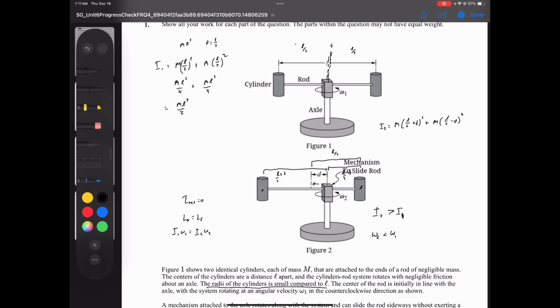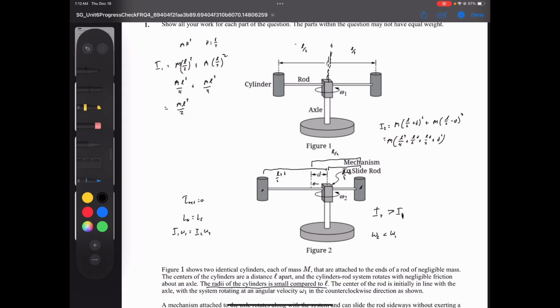Now we have to evaluate it. For L over 2 plus d, quantity squared, I'm just going to write it all out. So I have m times L squared over 4, and then we're basically going to be FOILing this. So we have L over 2 times d plus L over 2 times d plus d squared.